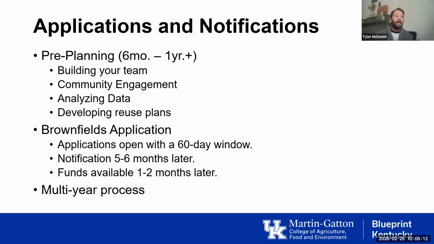And the application, whenever the Brownfields application opens, typically comes with a 60-day window, and that's the federal EPA application. That window just closed in January, so hopefully we'll see another round of those federally later this year. After that, hopefully notification will come around 5 to 6 months later as far as whether the awards have been given. Then funds will become available 1 to 2 months later. So even from planning to application, you could be looking at almost a 2 year window.